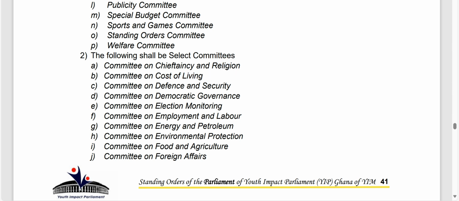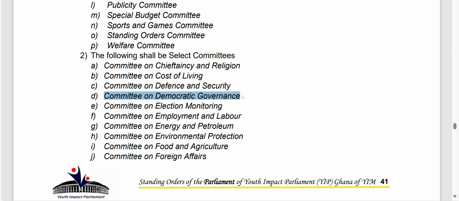They investigate cost of living. They can come and talk about inflation matters and how things are very difficult for us right now, and why members are not able to pay the dues because things are hard. It is this committee that will talk about it. Committee on Defense and Security. Yes, Defense and Security, that's all.